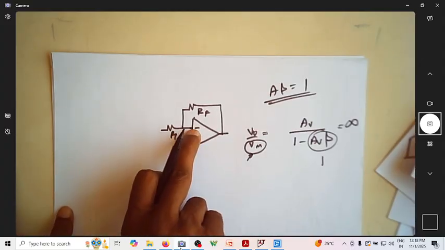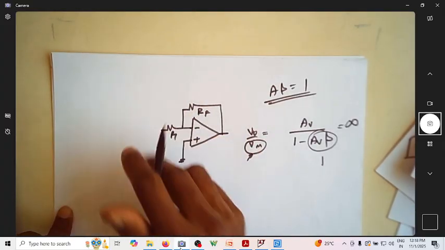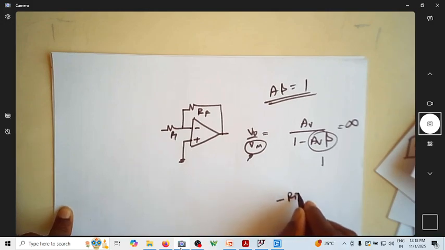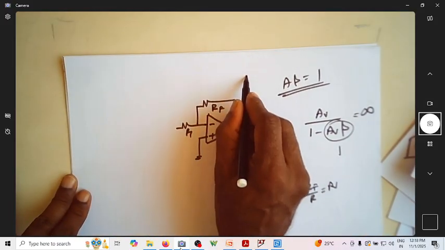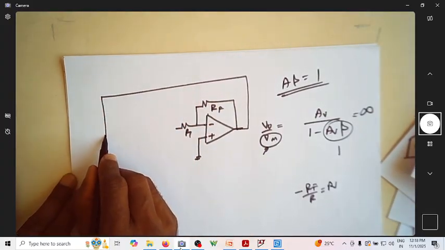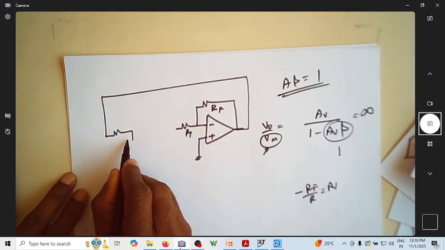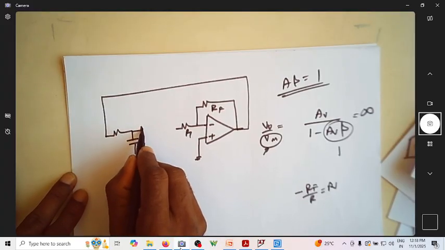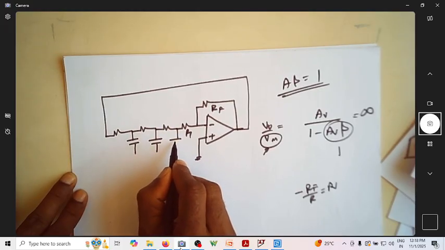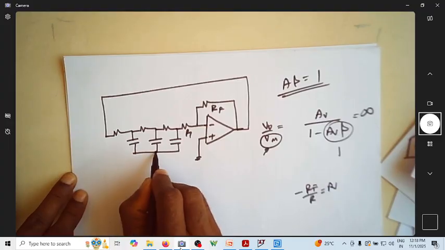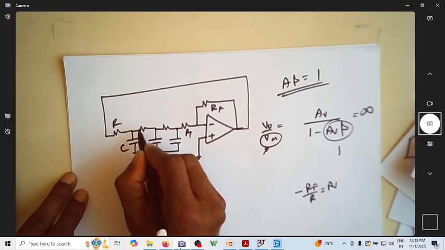We have a negative feedback. So when you have an inverting amplifier, is it not minus RF by R1 is your A_V? This is A_V. So what we'll do now is give this feedback. Now feedback is given through this RC network. Can you see I have one RC network, another RC network, and another RC network? There are three RC networks used to feed back the signal.